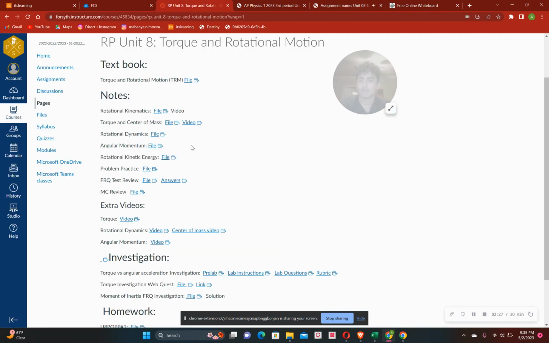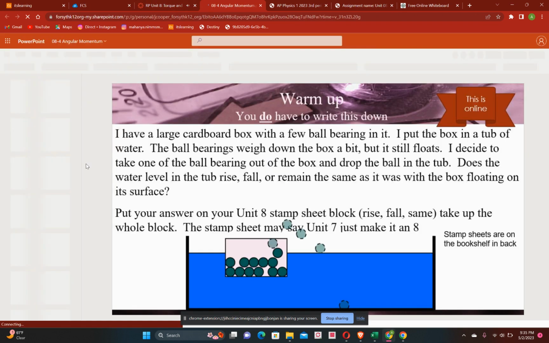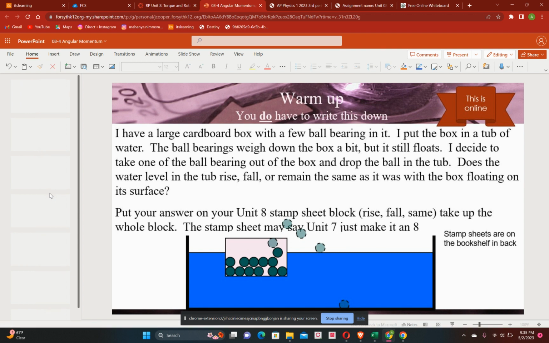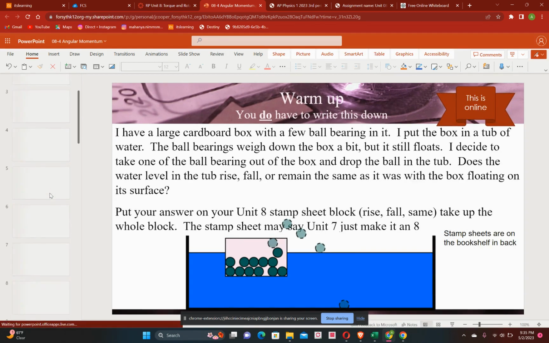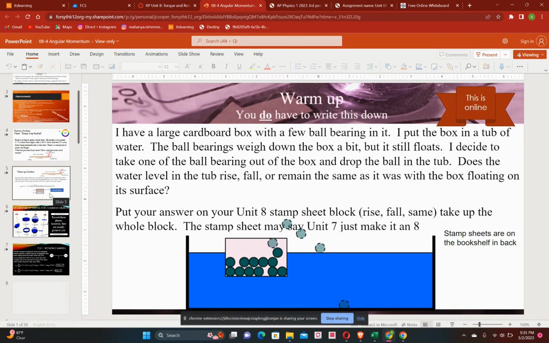I guess one way to show that would be angular momentum, this thing, and then there's going to be a slide about it being conserved.